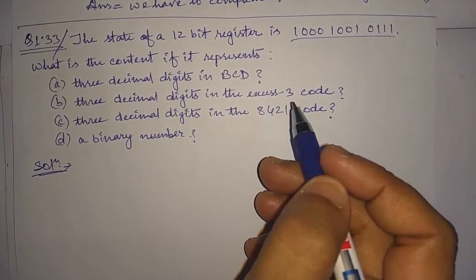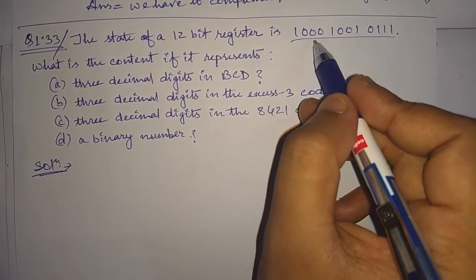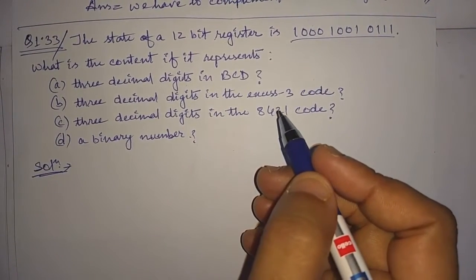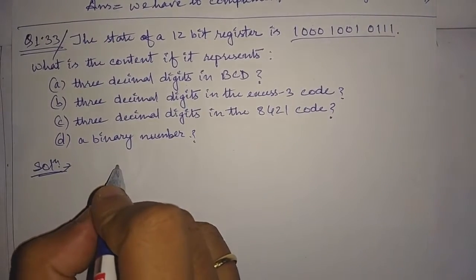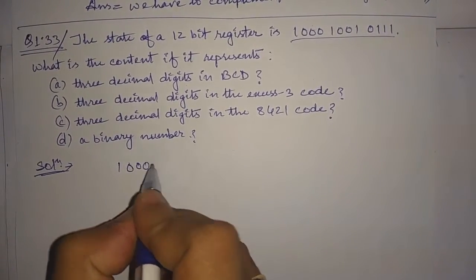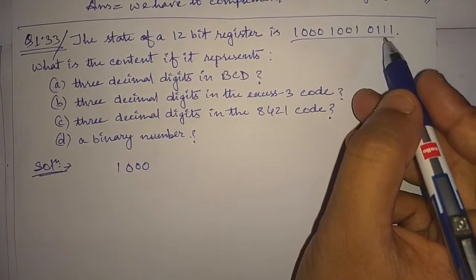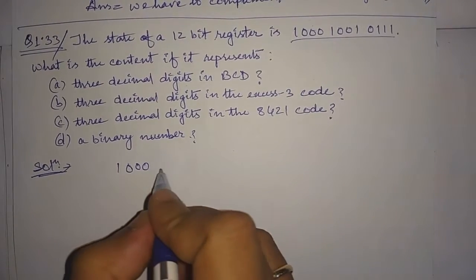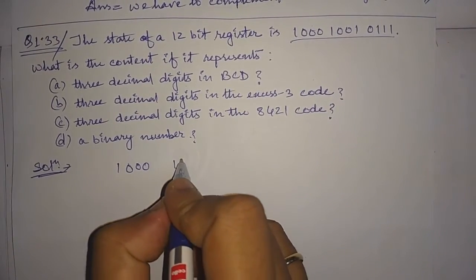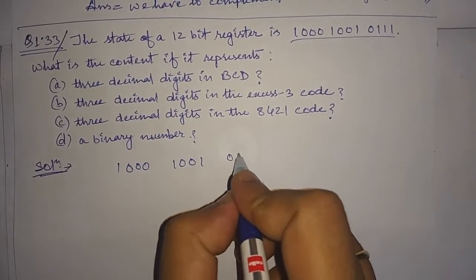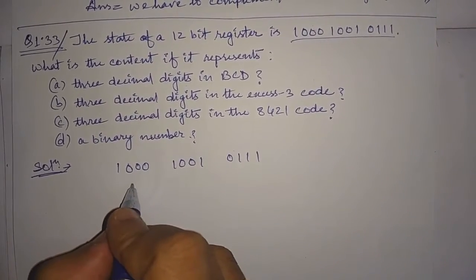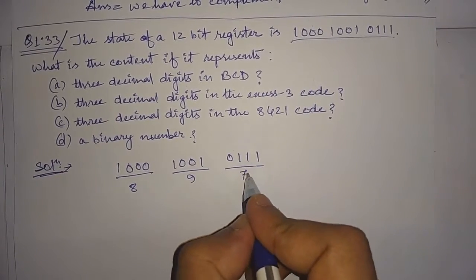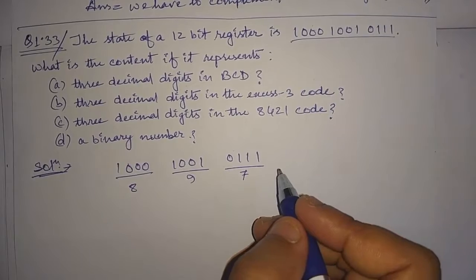So what we have to do here is divide these bits into a 3-digit BCD, 3-digit decimal number. So let us write down 1000. That means we have to group these digits into a 3-digit decimal number. So we have to take 4 bits each. So 1000, then we have 1001, then we have 0111. So this one is nothing but 8, this one is 9, and this one is 7. So the answer of the first question is this one.